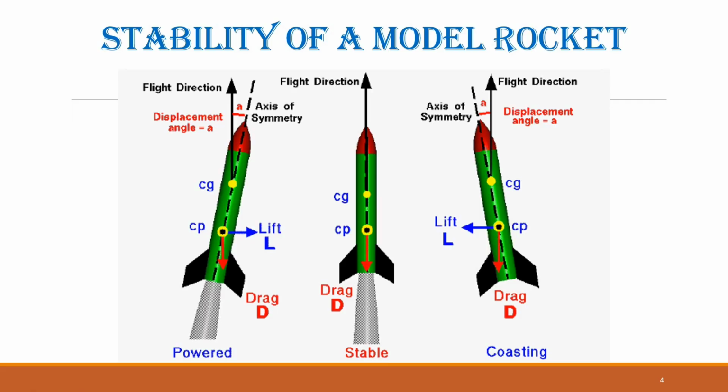To increase stability, you can either lower the center of pressure by increasing the fin area or raise the center of gravity by adding weight to the nose. Proper adjustment of these two parameters ensures that the rocket will remain stable during flight.